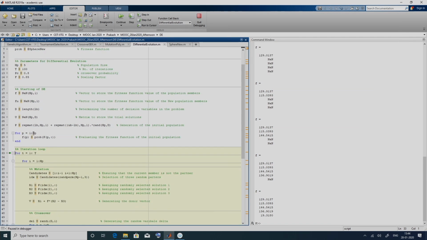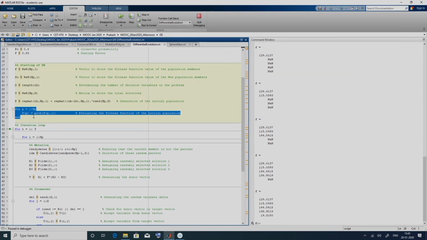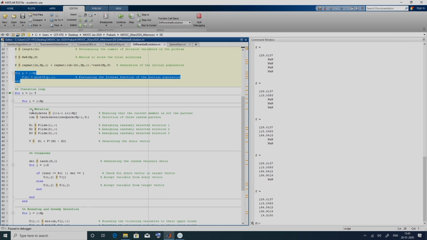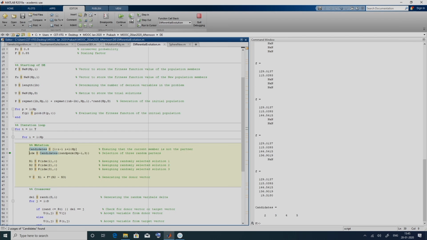So, now we have the initial population generated in this line 26 and we have evaluated the fitness function value over here, right. So, now we have done that, we can begin the iteration loop of differential evolution, right. So, if we step in, t is 1, i is also 1. So, now we will determine who are the possible candidates who can be partner in the mutation phase, right. So, we are creating this vector 1 to i minus 1. So, in this case it will be 1 to 0. So, that will not return us any value and this will be 2 to NP, right. So, if we do this step, here if we see candidates are 2, 3, 4, 5.